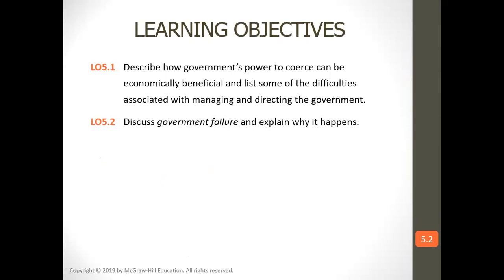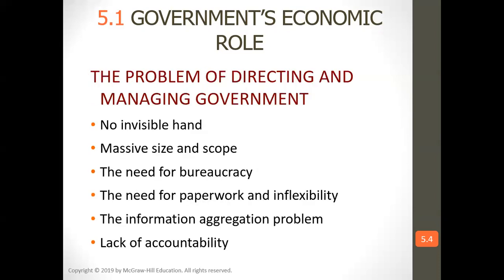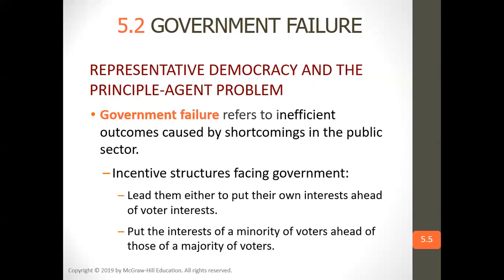Okay, so we're going to go through how the government can be beneficial and government failure. So government can enforce involuntary transactions, and this can be done for positive and negative externalities. The problems of directing and managing government: there's no invisible hand, massive size and scope, the need for bureaucracy, the need for paperwork and inflexibility, the information aggregation problem, and the lack of accountability. So government failure is inefficient outcomes caused by problems in the public sector.